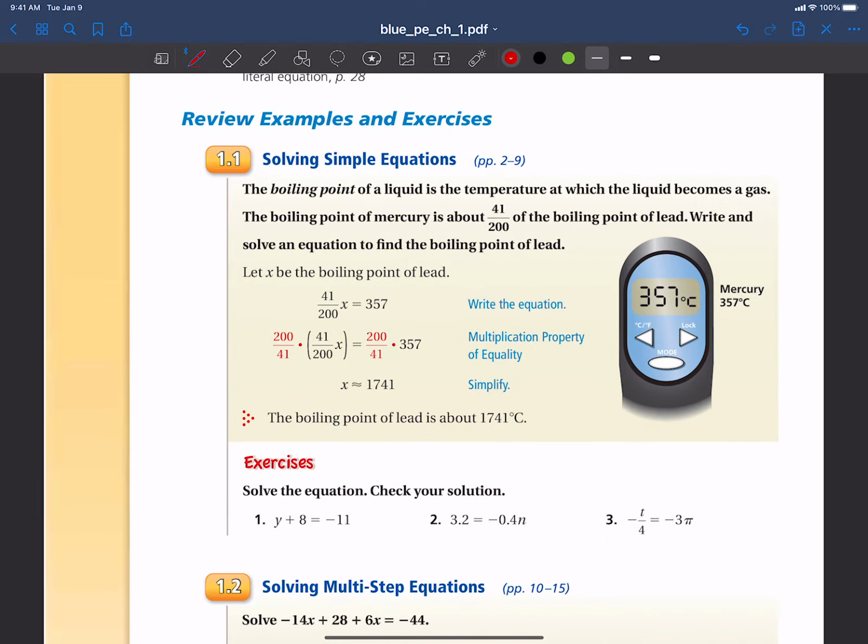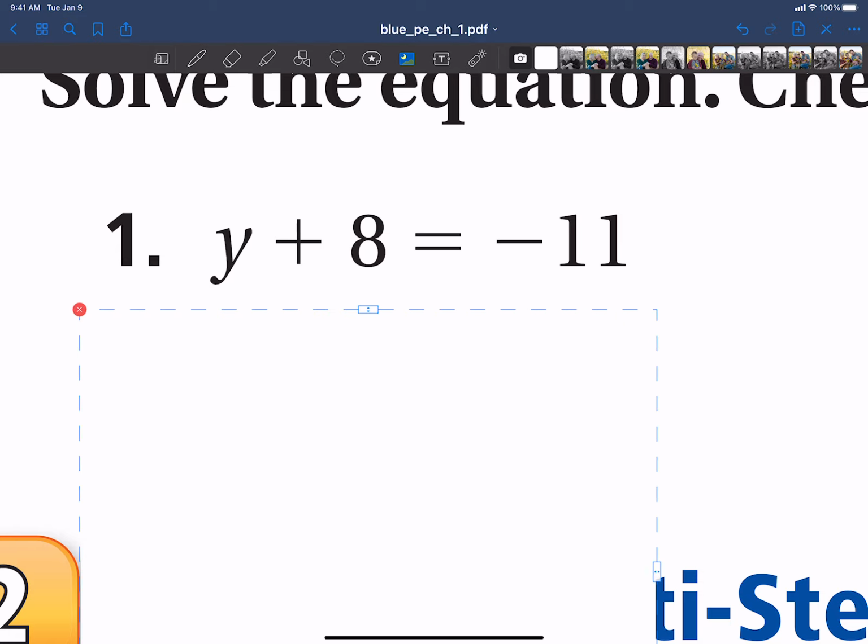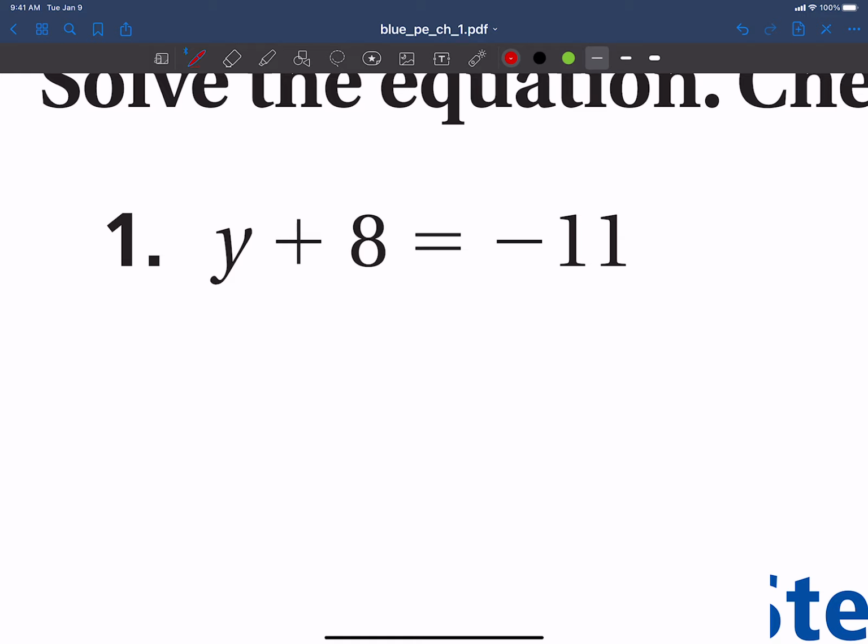Section 1. So on the top of your paper, you're going to want to write chapter review. And then right now you can draw a little box that says 1.1, okay? Now in section 1, we learned how to get a variable by itself to solve for a variable. For example, go ahead and write down number 1 in your notebook. Remember, this is what we first learned.